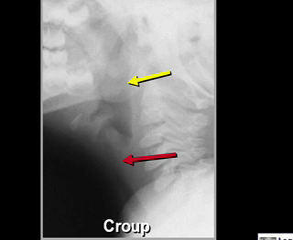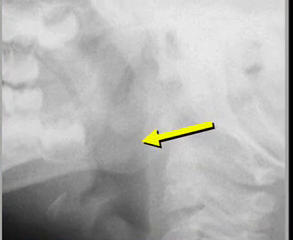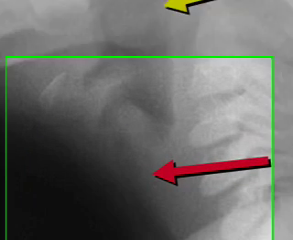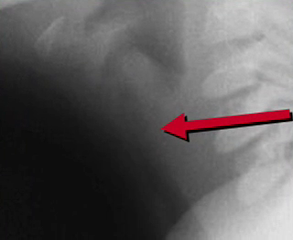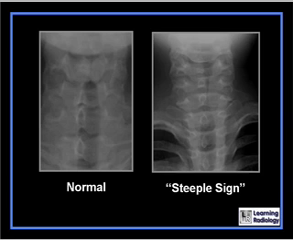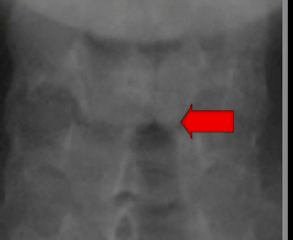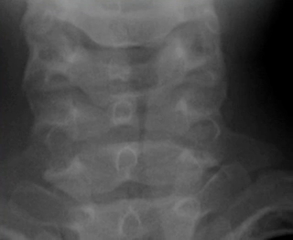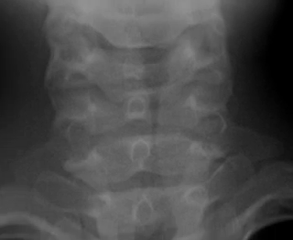Here is another example of croup in which we can see the distension of the hypopharynx and the narrowing of the subglottic trachea. In the frontal projection, the normal trachea has a shoulder-like appearance at the position of the larynx. In croup, there may be gradual narrowing of the trachea at the location of the larynx, producing the so-called steeple sign.